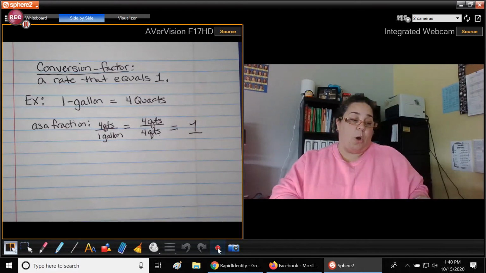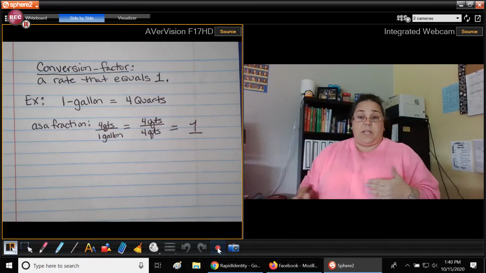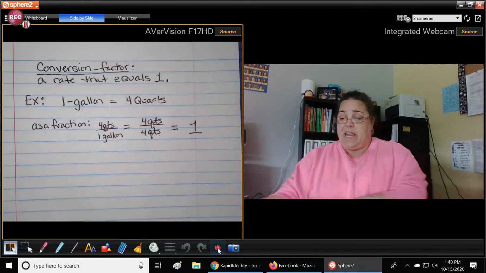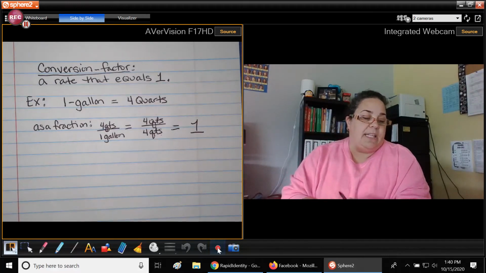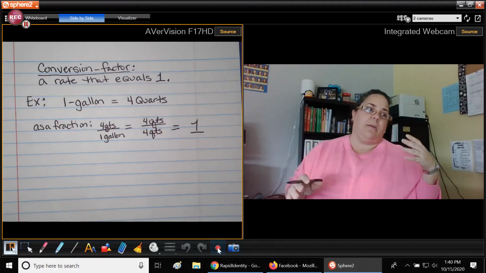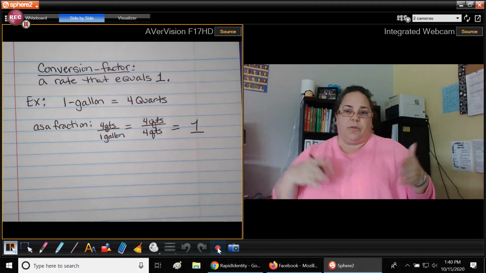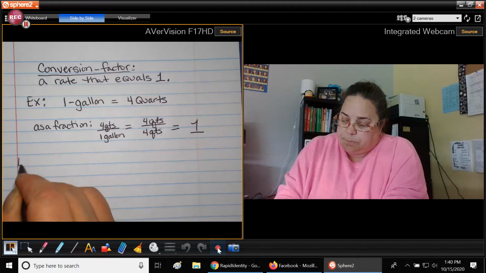Okay, so the reason why you might need a conversion rate right here is because you might need to know how many gallons are in a certain number of quarts, or how many quarts go in a gallon, or so forth. Okay, so let's look at an example. So example 1.